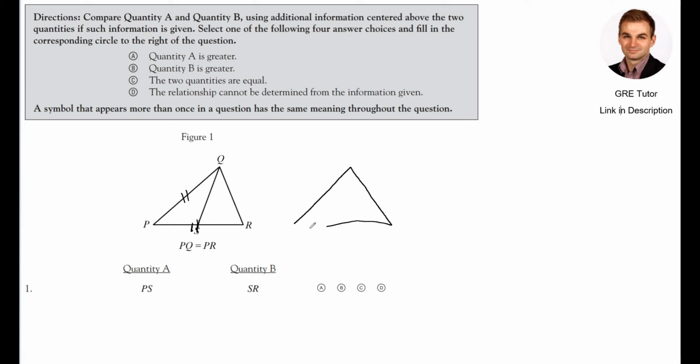So I can draw two identical triangles, and let's pretend that I'm able to draw them correctly, like this. So they're equal. And nothing else is given about this shape, and it's not necessarily drawn to scale. So this line could be drawn this way, so S could be here, or it could be drawn all the way over here.